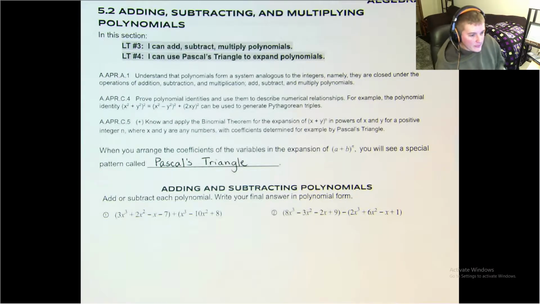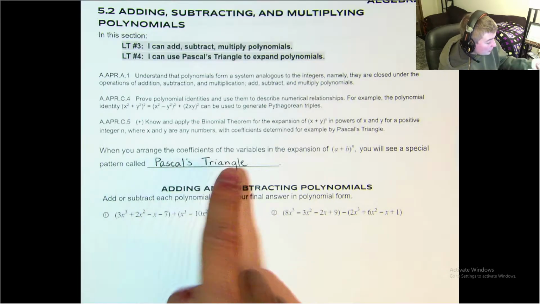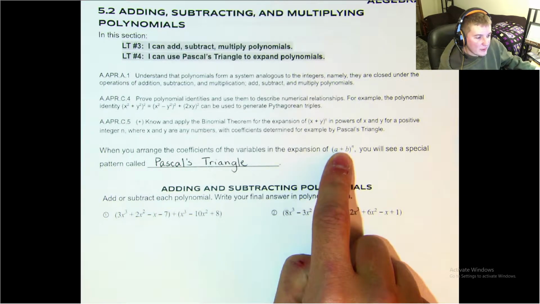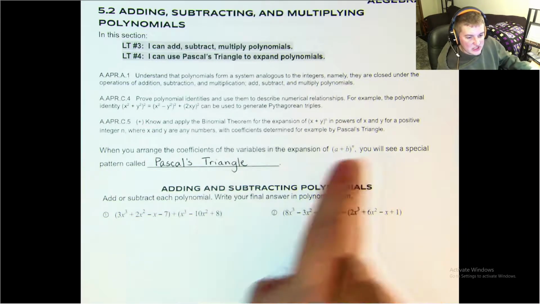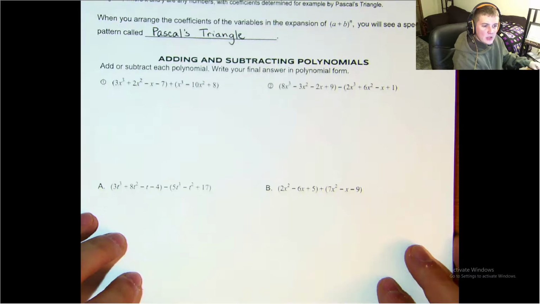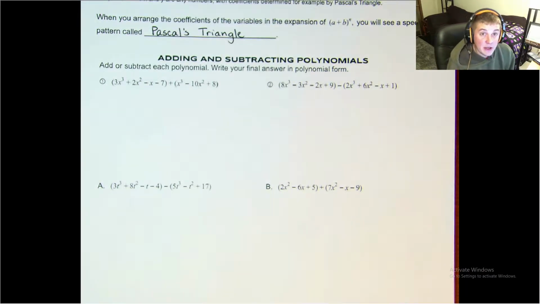over again. Okay. And when you arrange the coefficients of variables in this expansion of a binomial to a power, you'll see a special pattern, and that's called Pascal's triangle. Okay, when we're adding and subtracting polynomials, the thing that's really nice about that is it's basically combining like terms. It is finding the terms that can be combined together and then going ahead and doing that.